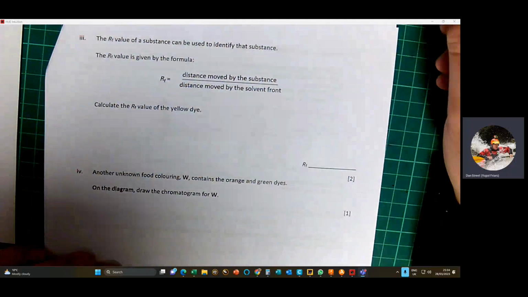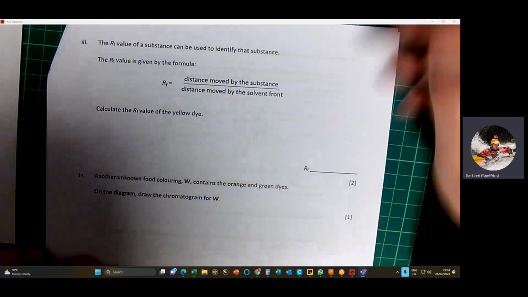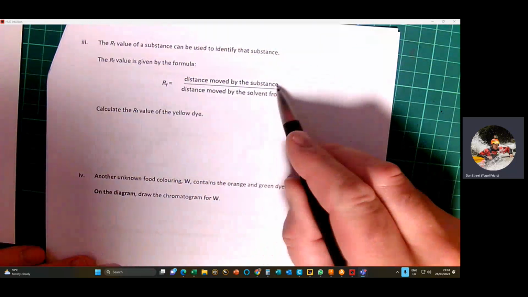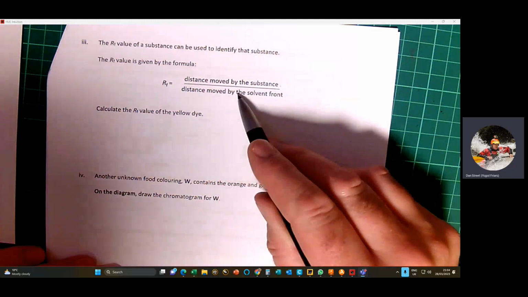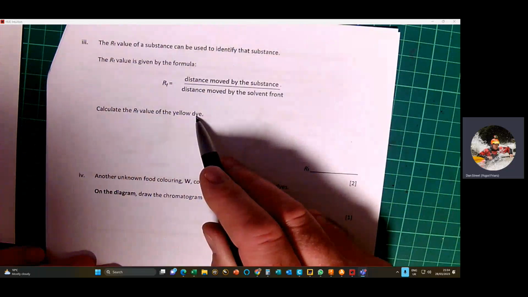Okay, and moving on, the RF value of a substance can be used to identify that substance. The RF value is given by the formula RF is the distance moved by the substance divided by the distance moved by the solvent front. Calculate the RF value for the yellow dye.